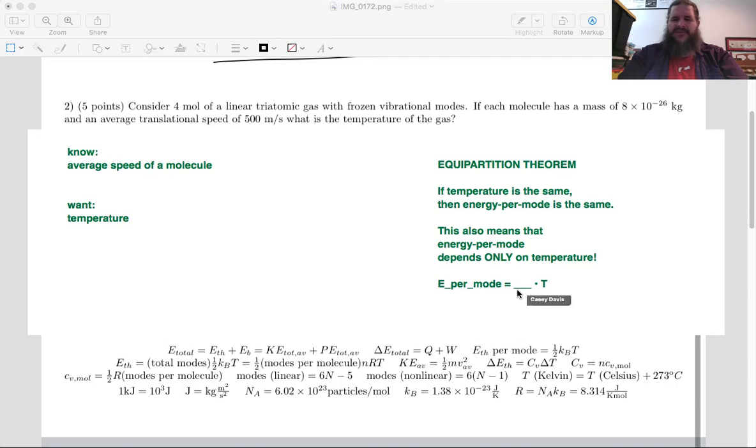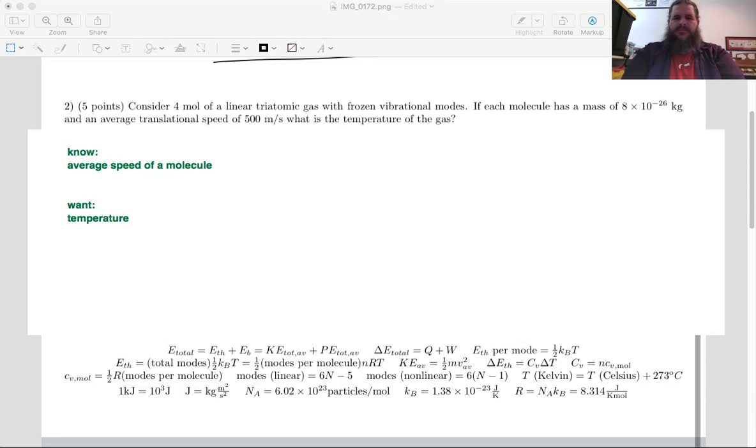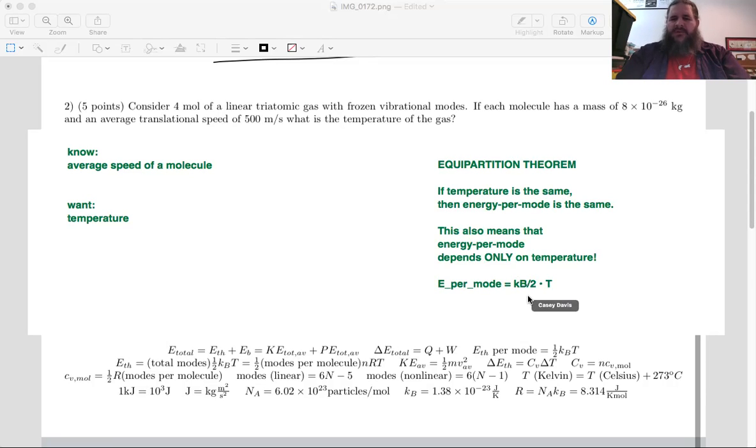Yeah, half of Boltzmann's constant. So half of Boltzmann's constant, kB over 2, is the conversion factor that converts temperature in kelvins to energy per mode in joules. Boltzmann's constant being measured in joules per Kelvin as shown down here: 1.38 times 10 to the negative 23rd joules per Kelvin. So that's the relationship between energy per mode and temperature. If we can find the energy per mode, we can solve for temperature. But we don't have energy per mode.